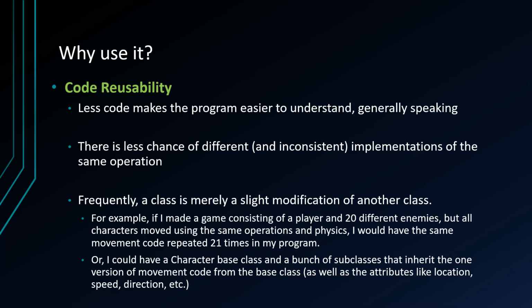Now that's not a great thing. However, we could flip that on its head. If we had a character base class, and that character base class had the method for movement, I could just inherit that method for movement into all of my subclasses that I would have for each of those character types. And then I would only ever need that one chunk of code. I wouldn't have to repeat it in all the subclasses.